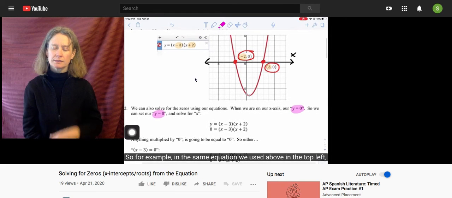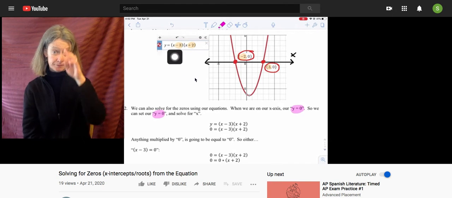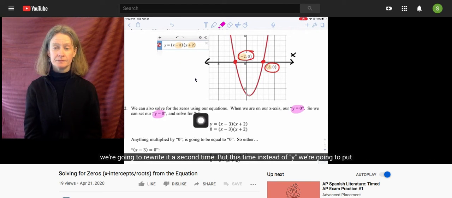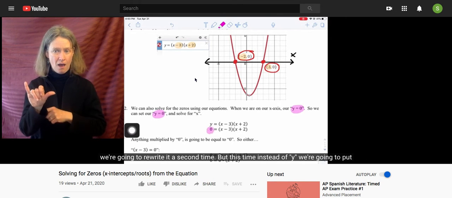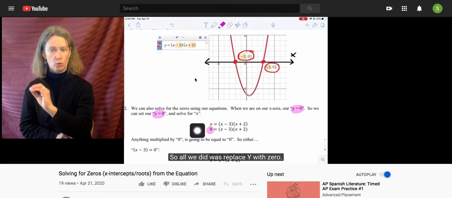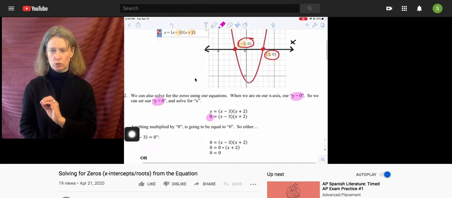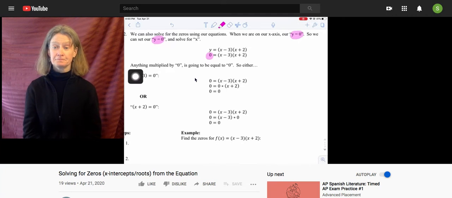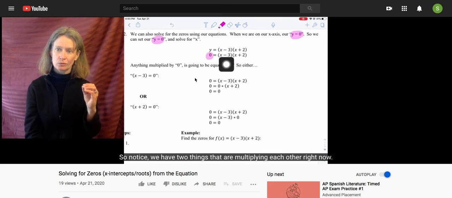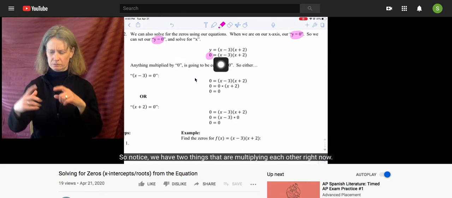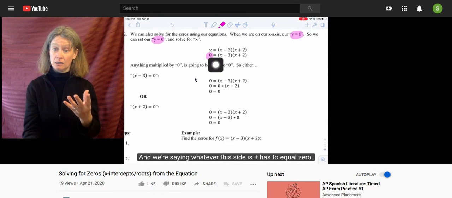So for example, in the same equation we used above in the top left, we're going to rewrite it a second time, but this time instead of y, we're going to put a 0. So all we did was replace y with 0. Anything multiplied by 0 is going to be equal to 0. So notice we have two things that are multiplying each other right now. And we're saying whatever this side is, it has to equal 0.